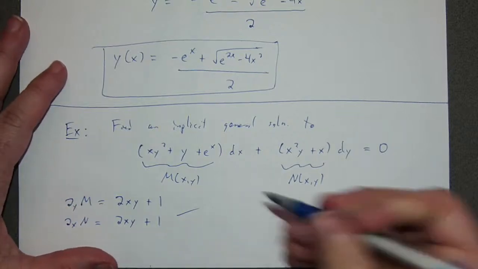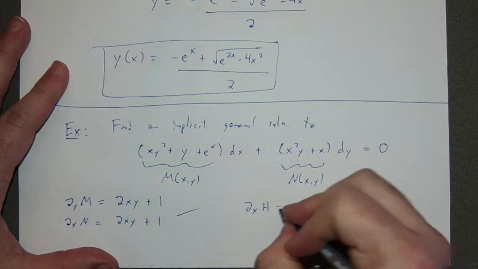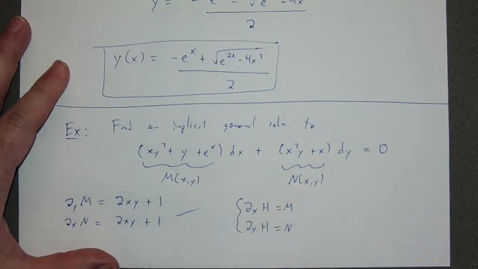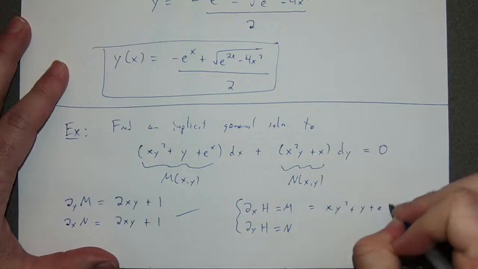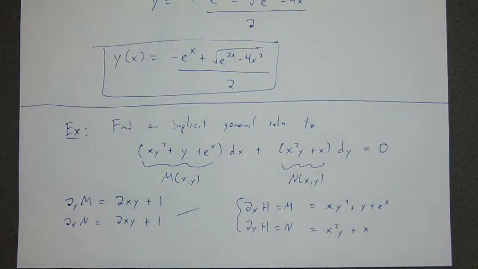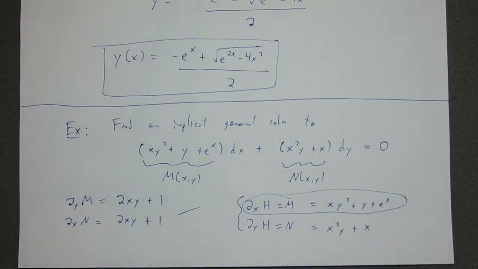All right, so let's see. What do I do now? Now I set up the partial differential equations: the x partial of h is equal to M, and the y partial of h is equal to N. So I set up this system, where M is xy squared plus y plus e to the x, and N is x squared y plus x. Maybe this is a little bit simpler, but I'm still just going to take this first thing here, and I'm going to integrate both sides with respect to x.